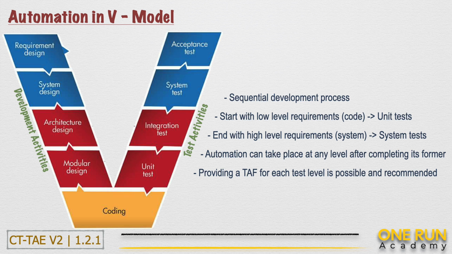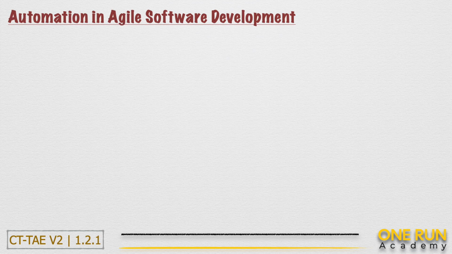Alright, everyone, let's talk about the superstar of software development methodologies, Agile. Agile is fast, flexible, and collaborative, and when it comes to test automation, it's like an open playground with endless possibilities. So let's dig into how test automation fits into Agile development line by line.